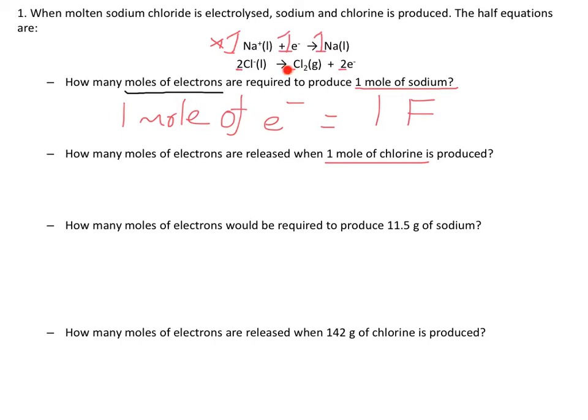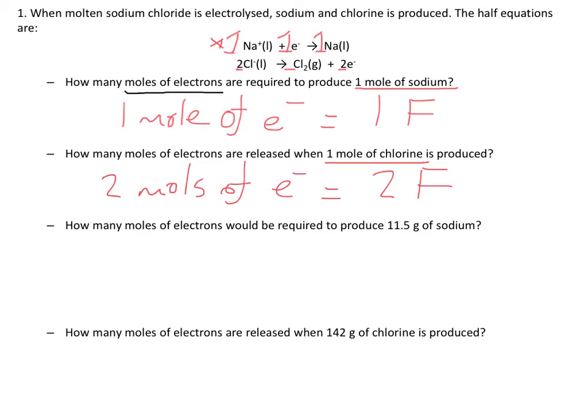So if 1 mole of chlorine is made here, it's taken 2 moles of chloride and produced 2 moles of electrons. So the answer to that is 2 moles. And you can see here that I've used the classical chemistry abbreviation for mole by knocking off the E. Saves so much time. So 2 moles of electrons, which is the same as 2 Faradays.